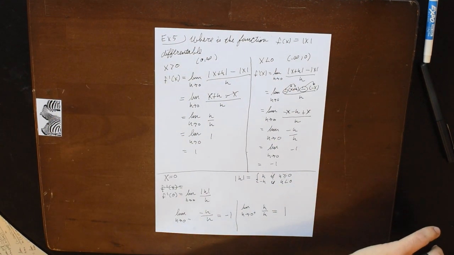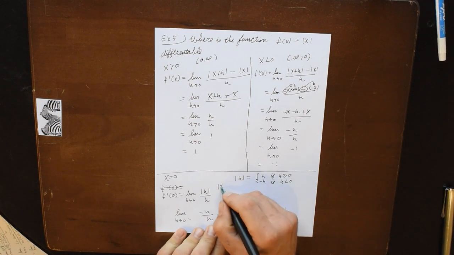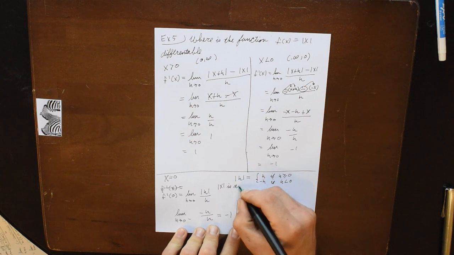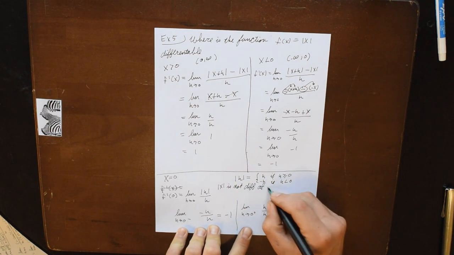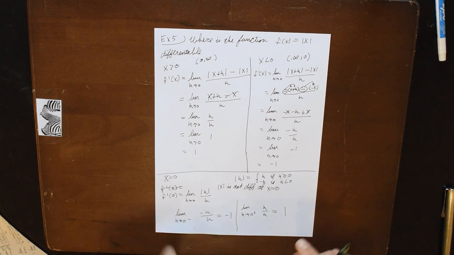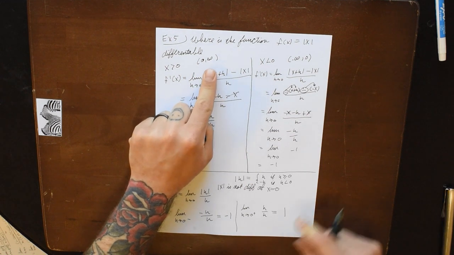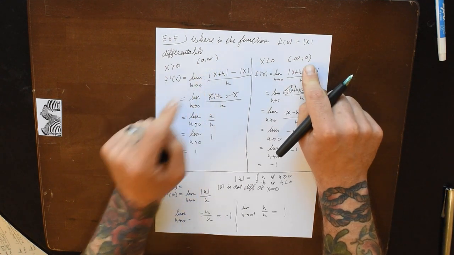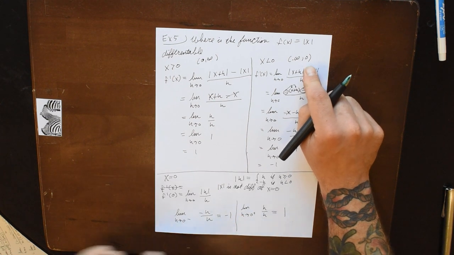Well, we'll write this in a different color. The absolute value of x is not differentiable at x equals 0. It's differentiable anywhere else. We can take the derivative on 0 to infinity or negative infinity to 0, but at this point, x equals 0, we are not differentiable.